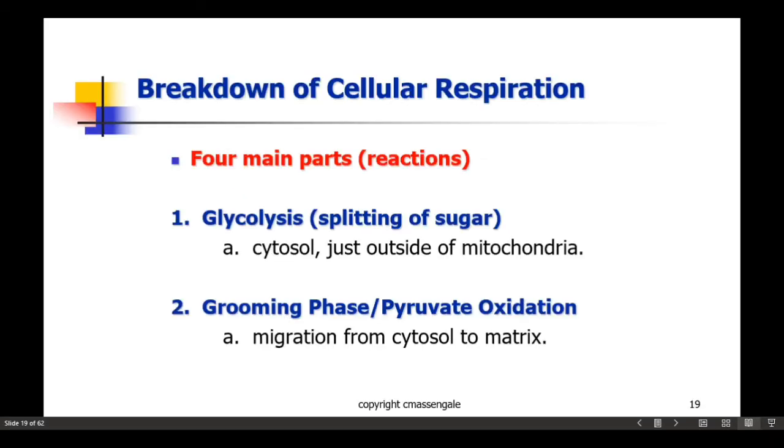Now let us go to the overview of each part of cellular respiration. The first part again is glycolysis. It comes from the words glyco, which means sweet, and lysis, to break apart, which means this process is the splitting of sugar. This happens in the cytosol of the cytoplasm. If there is oxygen, the products of glycolysis enter the grooming phase or the pyruvate oxidation, wherein the pyruvates are processed and the products are migrated to the matrix of the mitochondrion.